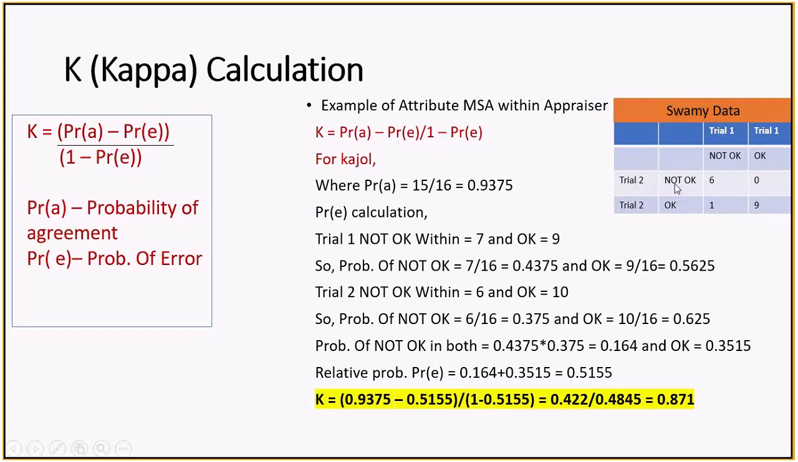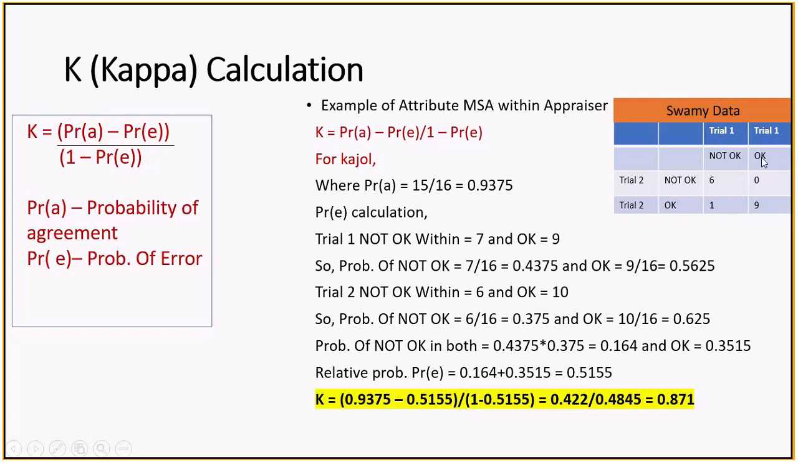Now this is for trial 2, not okay. Oh sorry, I think it's my mistake. Let me explain in another way. Please forget this. What is the meaning of 6? In trial number 1 we said not okay. In trial number 2 also we said not okay to the 6 balls.